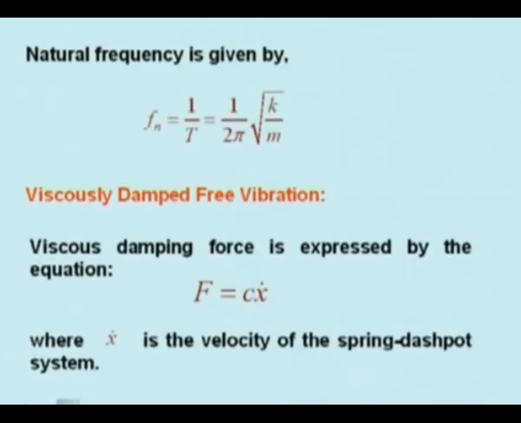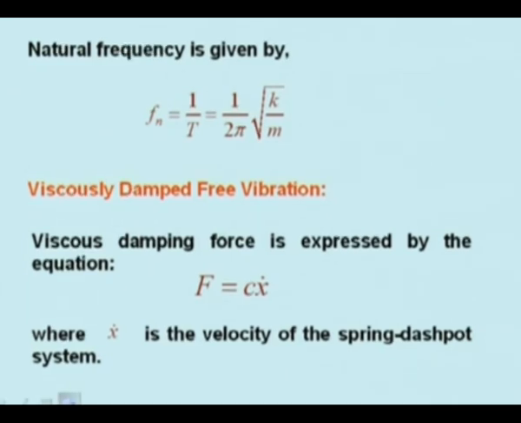So it is like this. Now the natural frequency is given by Fn is equal to 1 by T, that means 1 by 2 pi under root k by m. So this is the type of that motion, and it keeps occurring. So this is the simple equation of that.